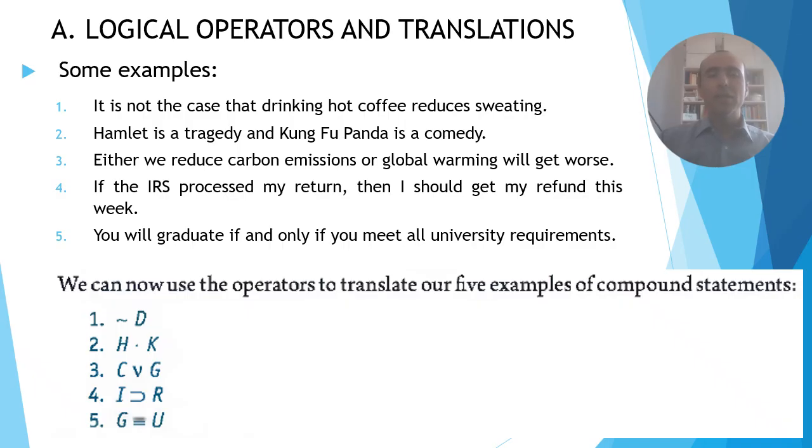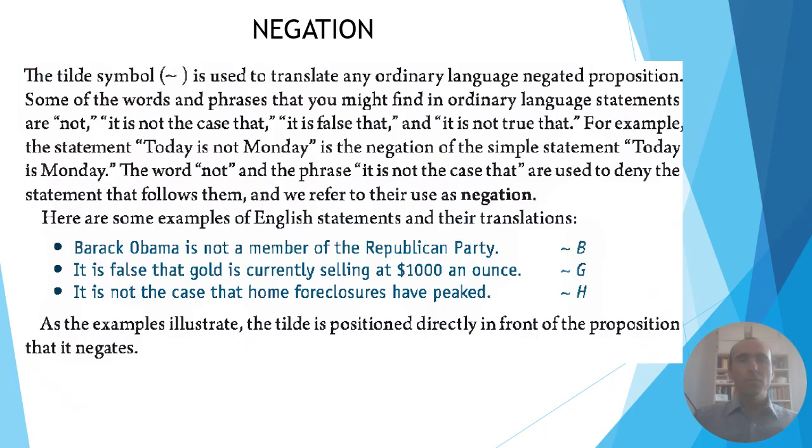The third one is translated as C wedge G. The fourth one is translated as I horseshoe R. I stands for the IRS processed my return, and R stands for I should get my refund this week. The fifth one, G triple bar U. G stands for you will graduate, and U stands for you meet all university requirements.